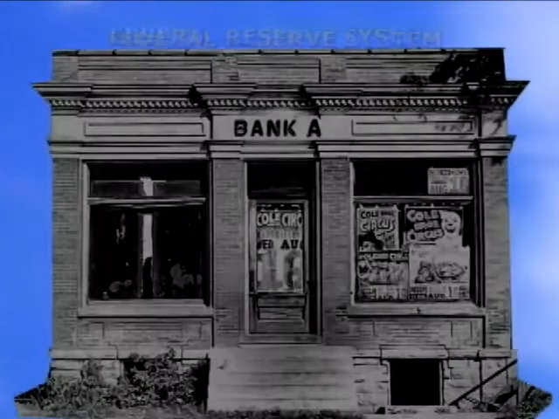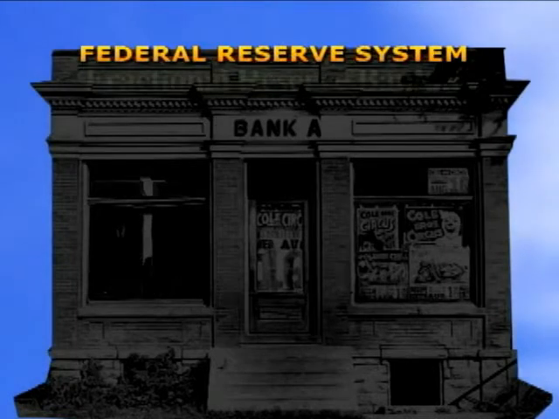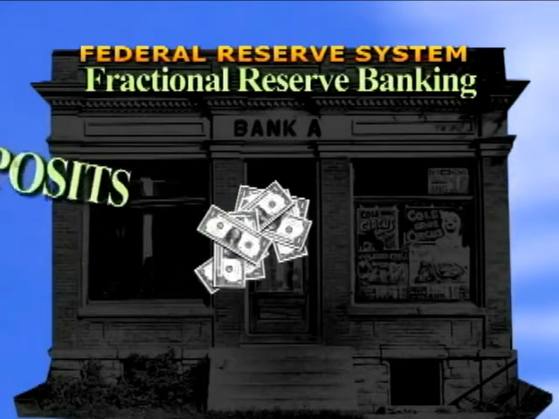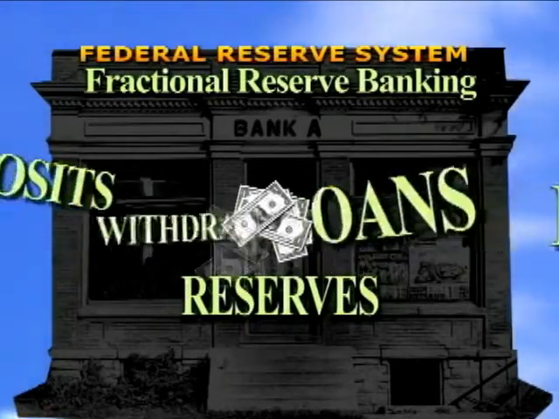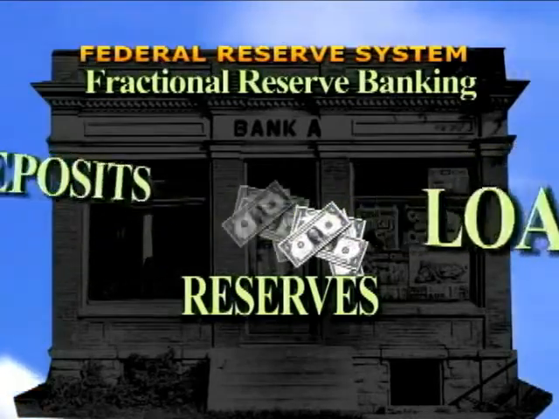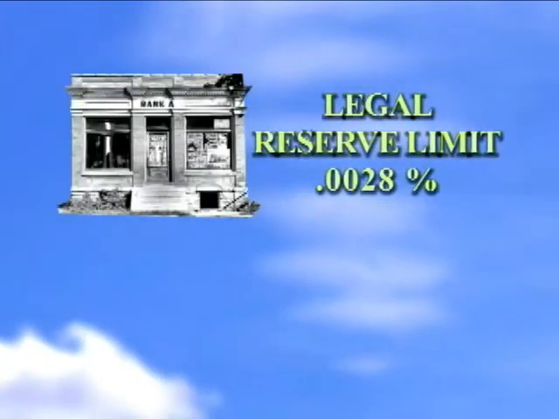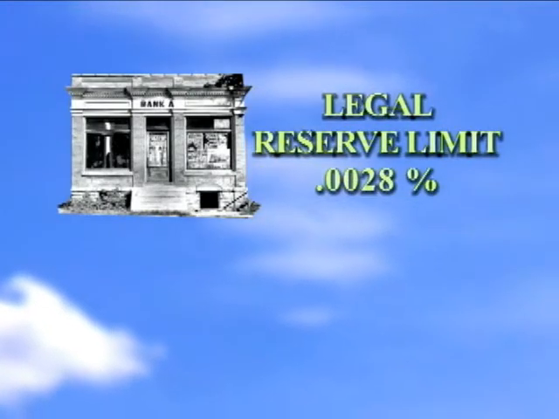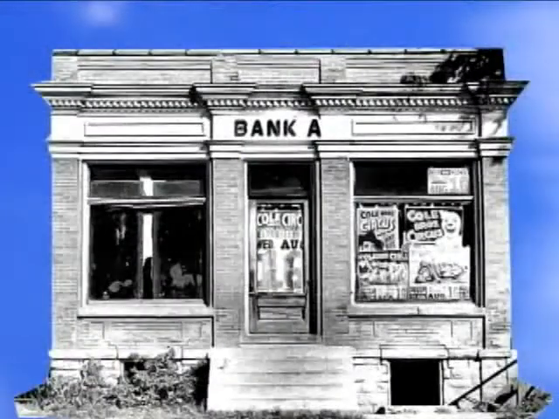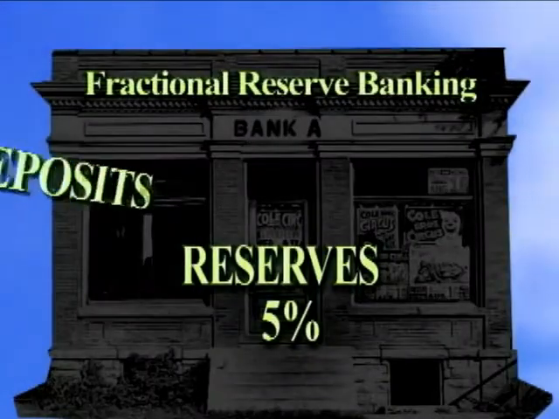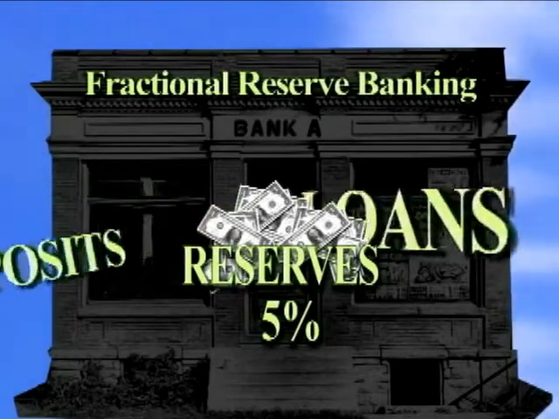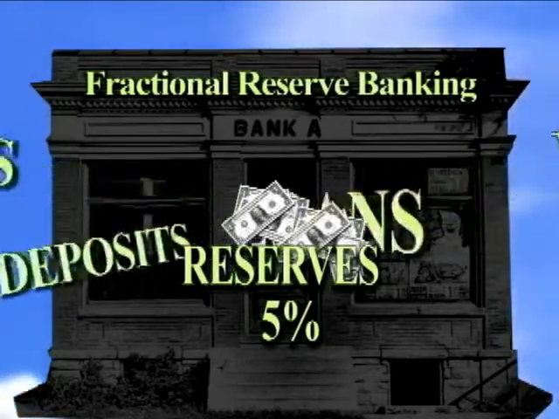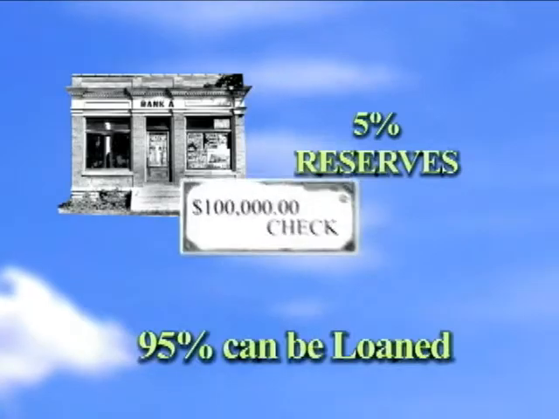Bank A is a member bank of the Federal Reserve System, so it may participate in fractional reserve banking. This means that the bank must keep a percentage of its assets in reserve in case people want to withdraw their money. In 1980, legal reserve limits were reduced to almost zero. But many banks do keep about 5% in reserve. The rest can be used to create new loans. So, if Bank A keeps 5% in reserve, they can now loan over $100,000 of Don's original deposit.